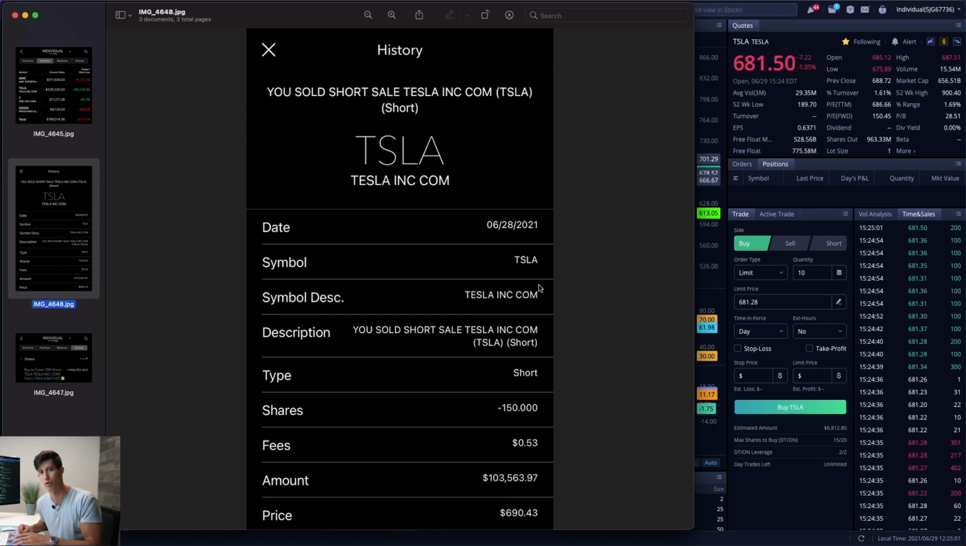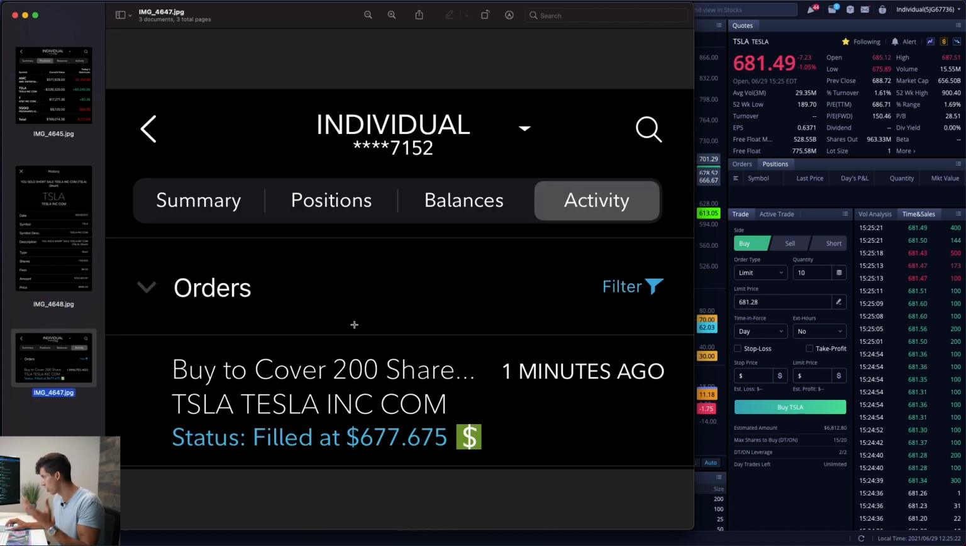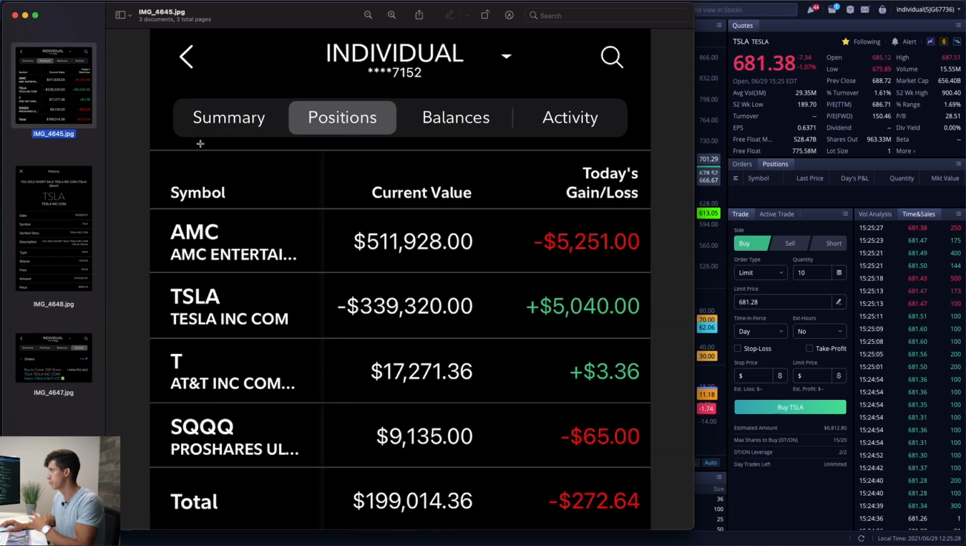And if you guys are not familiar with what that means, by shorting Tesla, I'm not buying Tesla and hoping that it goes up. I'm shorting Tesla, so therefore I make money as it sells off. So I first sell, as you guys can see, this is the short sell of Tesla. And then this one was at a price of $690. So I did 150 shares here. And one of the covers that I did is I covered 200 shares at $677. So this is pretty much what it looks like right before I sold.